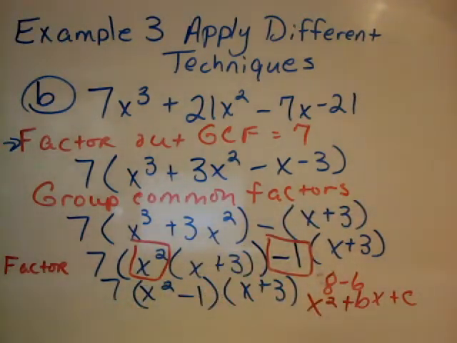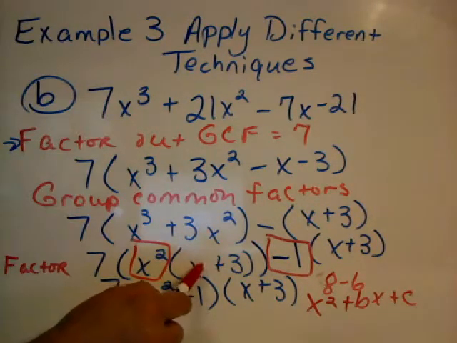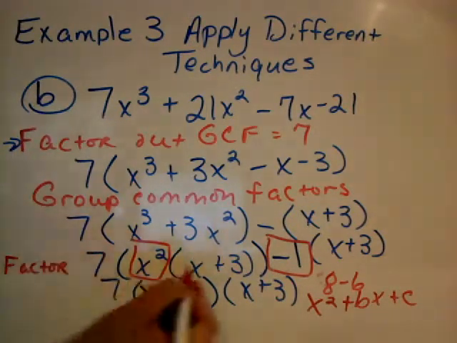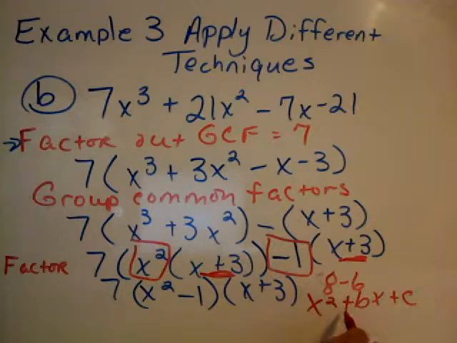And then I asked myself, what can I factor out of that? I could take an x squared out of here, which would leave me with x plus 3. So then here, these are the same. So think back to lesson 8-6, and you may need to reference back to that lesson to refresh your memory. X squared plus bx plus c.